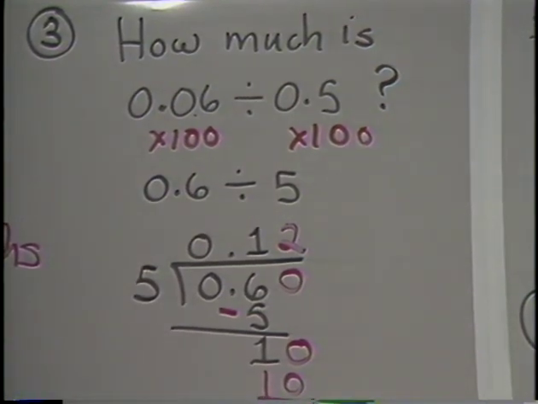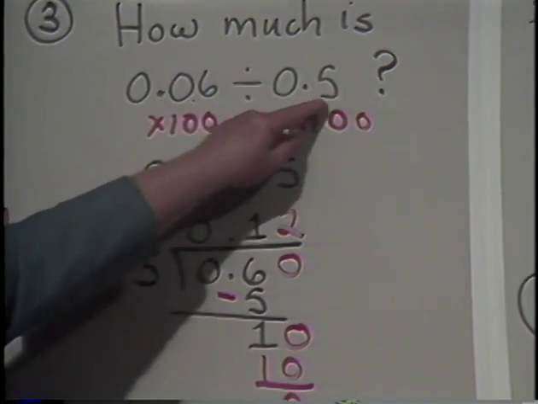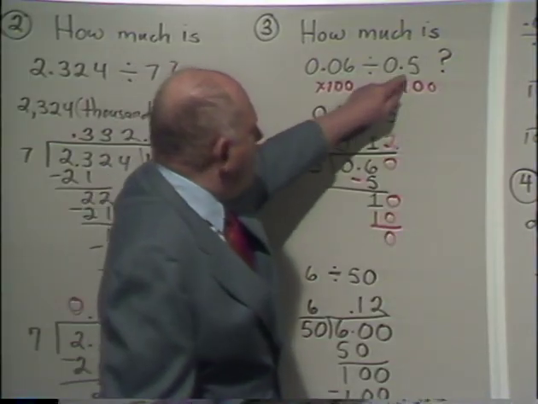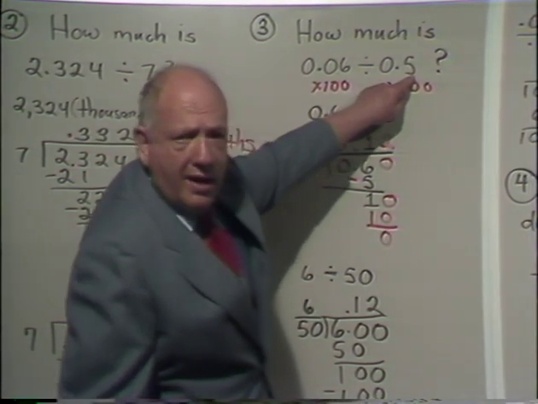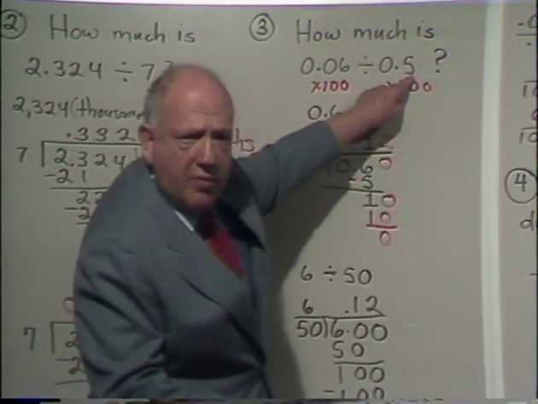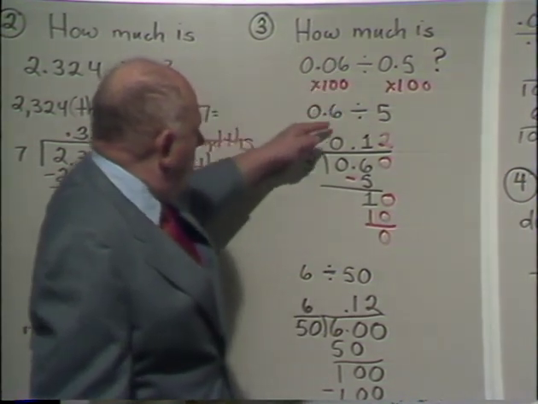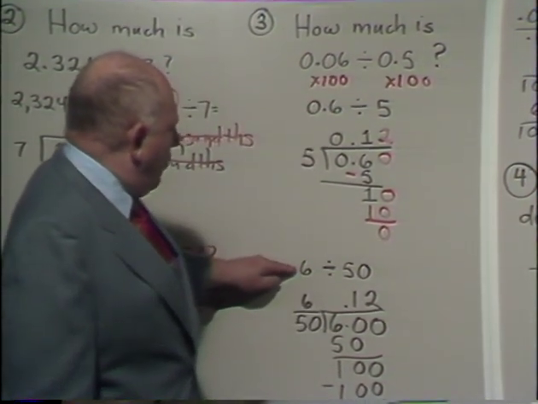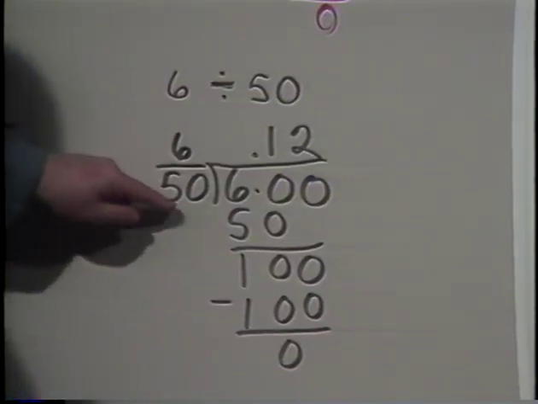So what I could have done was what? Multiply both terms by 100. The 0.06 would then become 6. What happens to 0.5? That becomes 50, because you see, to move the decimal point 2 places to the right, I only have one digit to the right of the decimal point, so I have to annex a 0 as a placeholder. What does that do? It converts that problem into what? 6 divided by 50. That means 6 over 50.